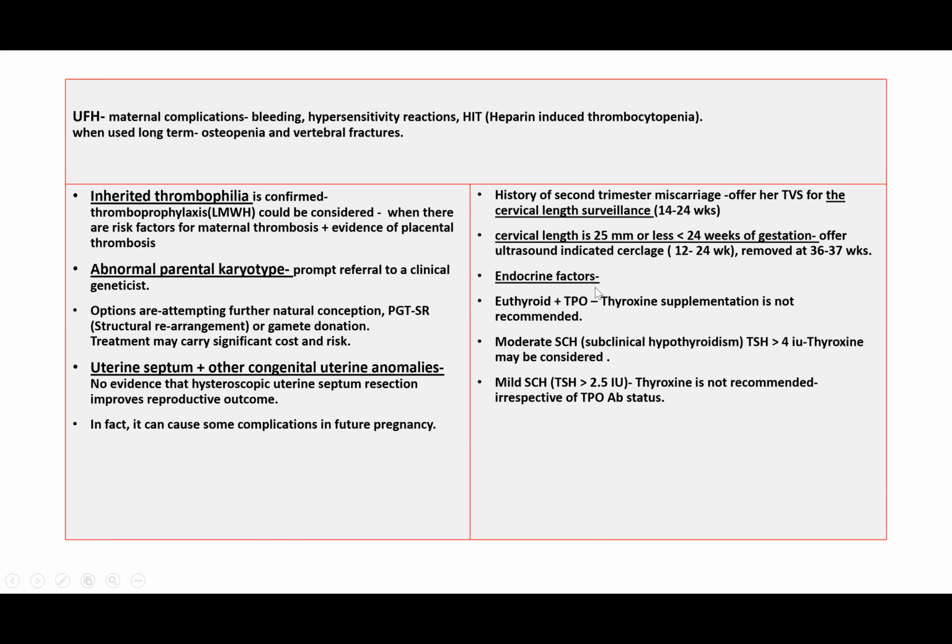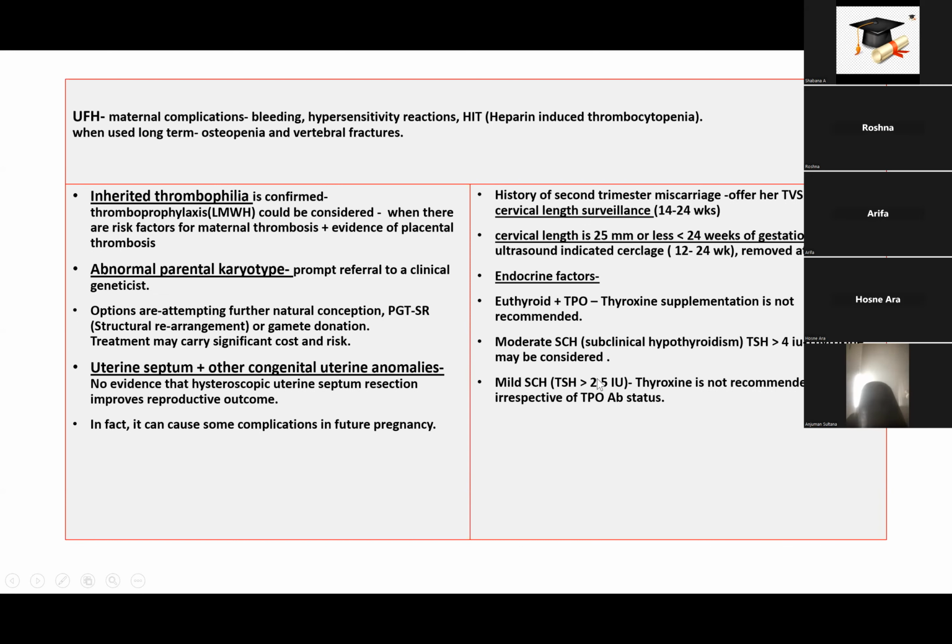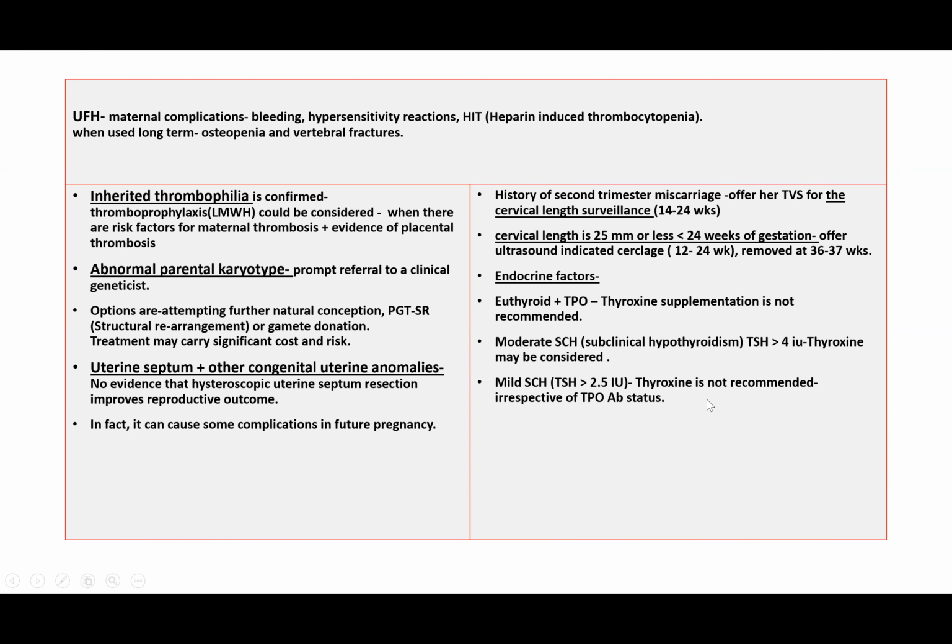Coming to the endocrine factors, if patient is euthyroid and thyroid peroxidase antibodies are there, we will not offer thyroxine supplementation. But if the patient has moderate subclinical hypothyroidism, TSH is more than 4, offer thyroxine. If TSH is more than 2.5 and only mild subclinical hypothyroidism, thyroxine is not recommended.